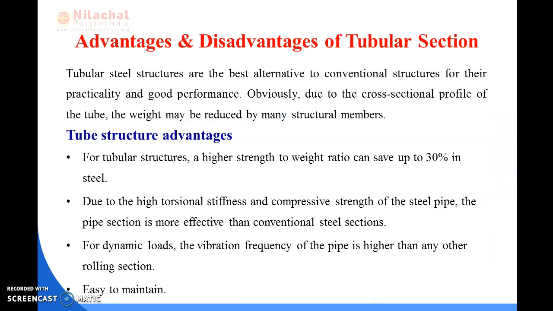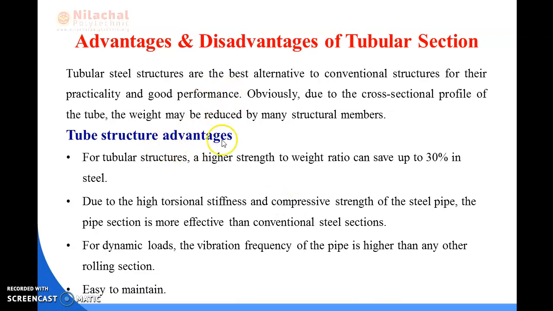Now we come to some advantages and disadvantages of the tubular sections. Tubular steel structures are the best alternative to conventional structures for their practicality and good performance. Obviously, due to the cross-sectional profile of the tube, the weight of many structural members may be reduced.